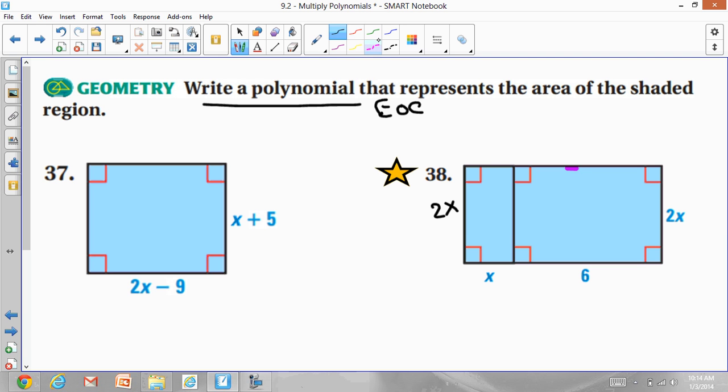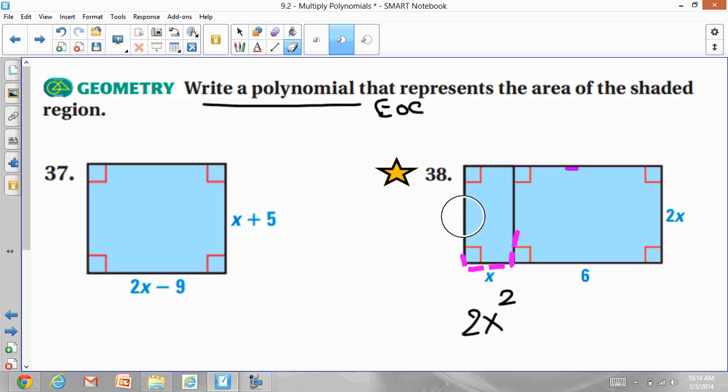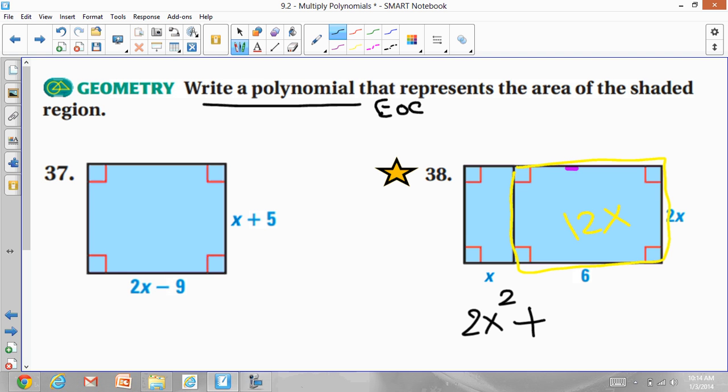So the area of this space is nothing but x times 2x, which is going to give you 2x squared. So the area of that space is 2x squared. And the area of this larger piece will be 6 times 2x, which is going to give you 12x. So this is going to give you plus 12x. So you get 2x squared for the little one and 12x for the bigger one. Put them together, which means add them together, and that'll be the answer. And this is the answer for writing a polynomial.